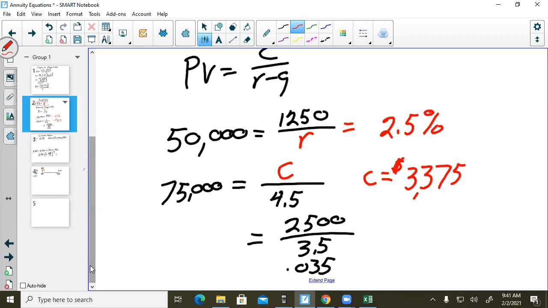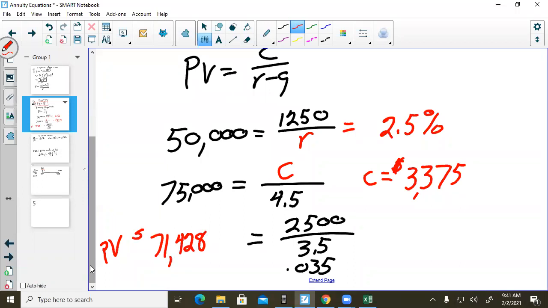Now, if he comes back and says, folks, I want a $2,500 scholarship, and they say we can get a 3.5% return, then how much does Noah have to donate to the school? What's his donation to the school at this point? $71,428.57.